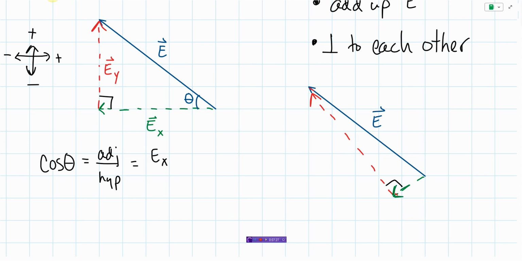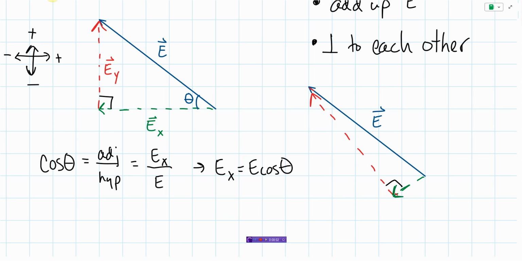Note that I have not put the vector sign over the EX this time, because only magnitudes go into this cosine and this one. You can put a negative in there, but it's not really going to help you per se. And same thing with E. I'm putting the magnitude of E. I could then rearrange this and find out that EX is equal to E cosine theta. It won't always be EX is the cosine. It really depends on your triangle.